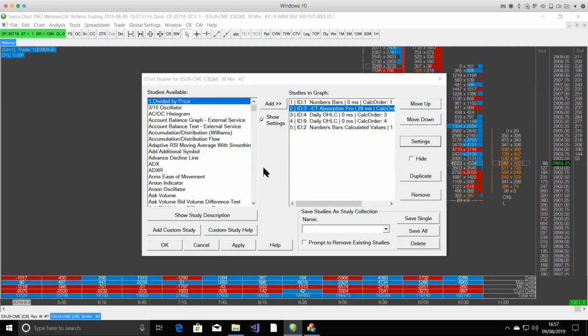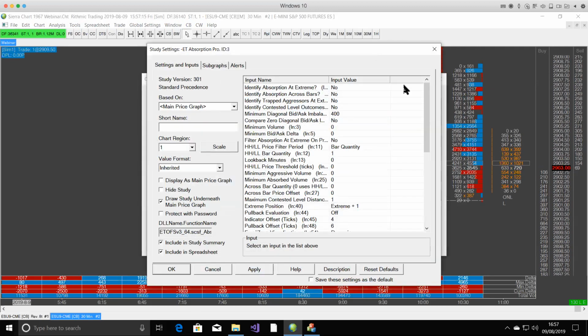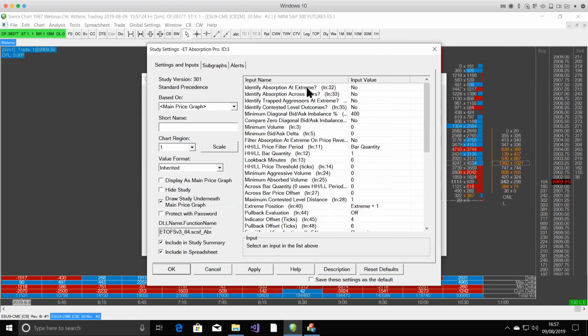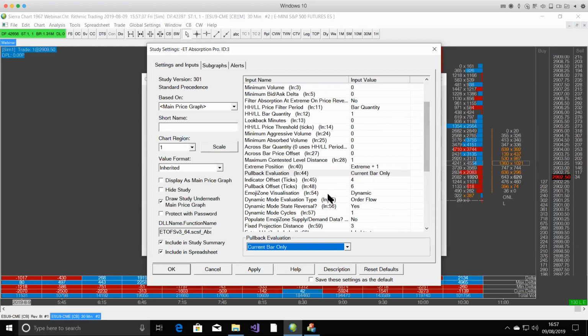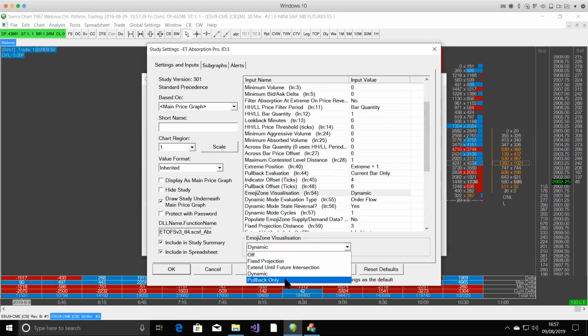Absorption Pro is one of the indicators that we can use for this. So within the settings, notice I'm not using any of the, let's say, historic candle supply and demand events. I'm not going to look for absorption extreme, trap traders, etc. What I want to do is pullback evaluation. And I'm going to start by saying do pullback evaluation on the current bar only. And the emoji zone visualization I want to use, because I'm only using pullback evaluation, is pullback only.